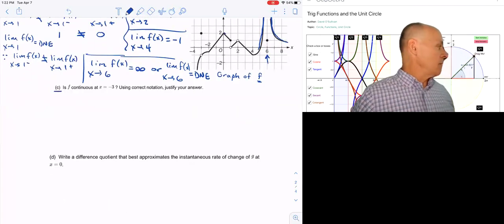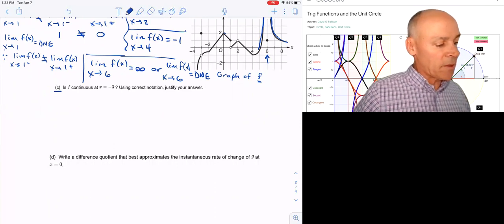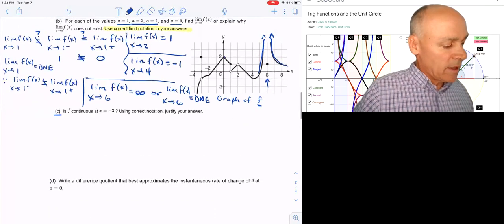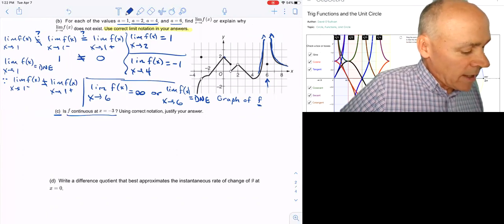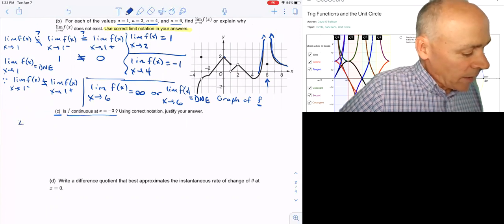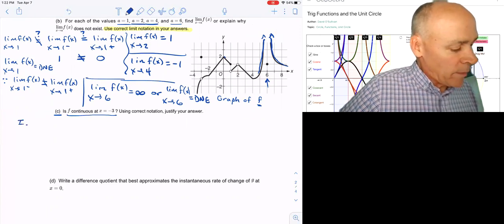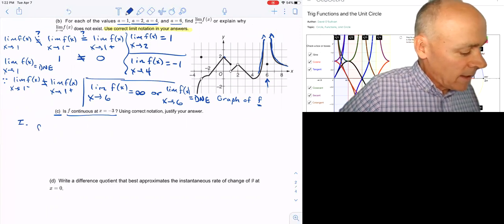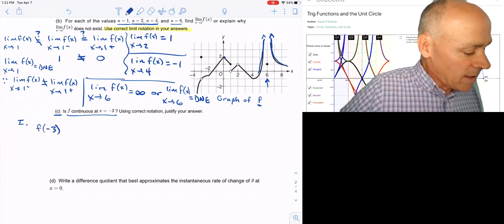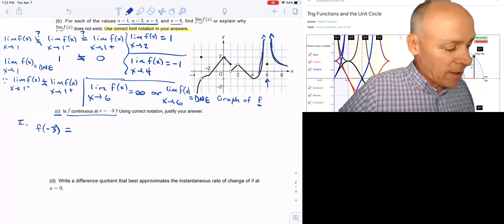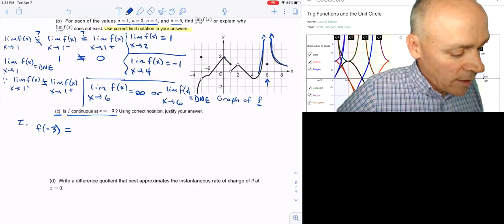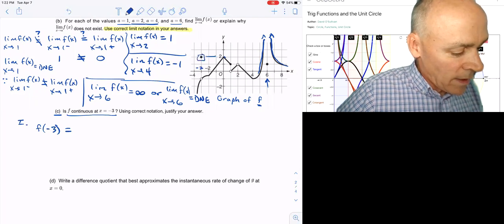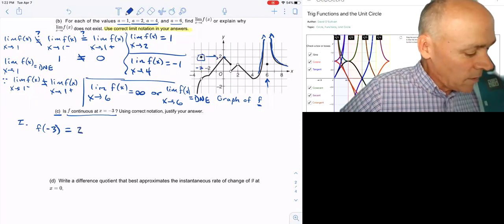Part C: is f continuous at x equals -3? Using correct notation, justify your answer. Okay. Well, if I'm asked to find if f is continuous at x equals -3, I need to show that my three conditions for continuity at a point have been met. My first condition is f at -3 exists. I'm going to my function and I look at x equals -3, which is right here. And I see that it does exist, and this is the value, it's 2. So f at -3 is equal to 2.